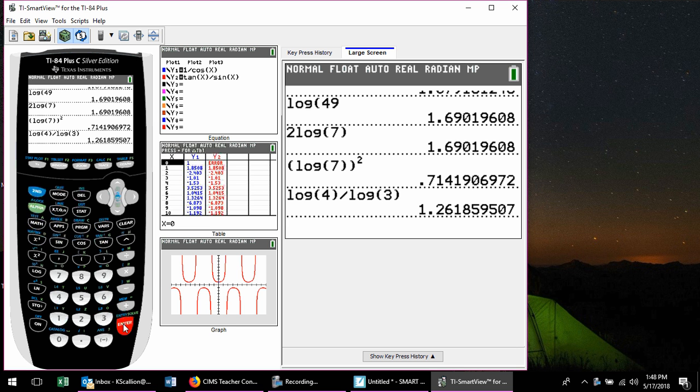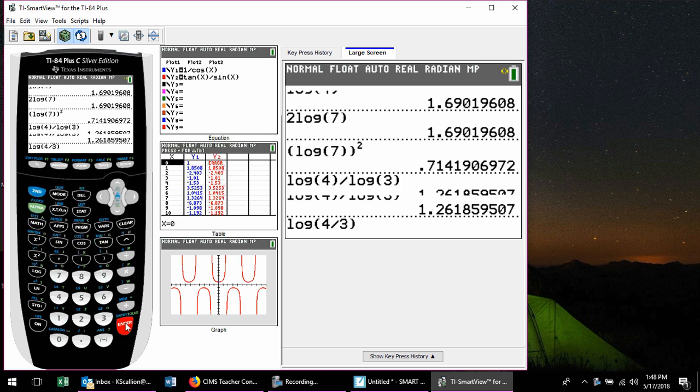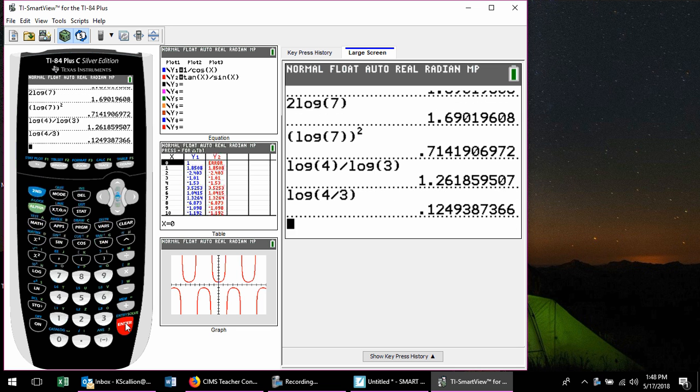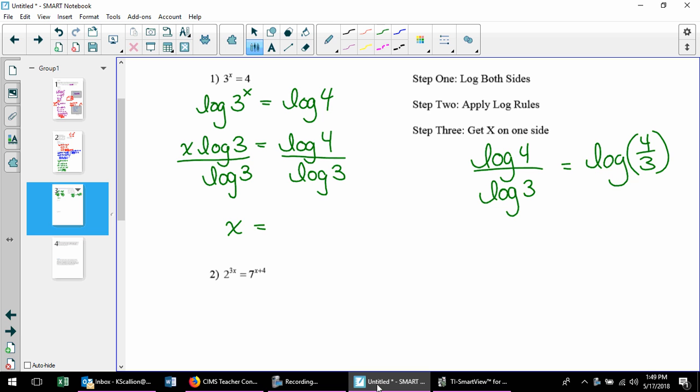If I were to do just the arguments divided, log 4 divided by 3, close my brackets, it's a completely different answer. Because if you put this in expanded form, what does that mean? Log 4 subtract log 3. That's not the same thing as division. This is not equivalent.